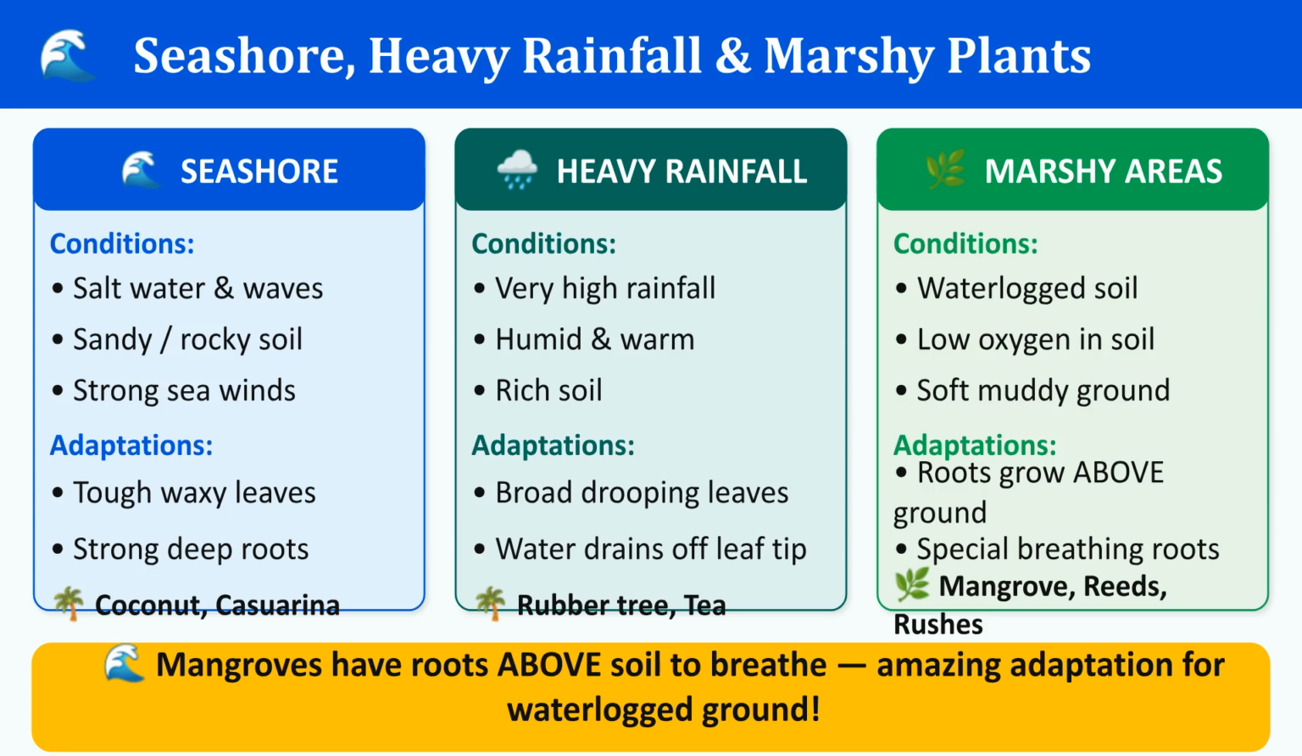Finally, marshy areas. The soil here is muddy and full of water. There is very little oxygen in the soil. Plants like mangroves solve this problem with special roots that grow above the ground. These are called breathing roots. They help the plant take in oxygen from the air.